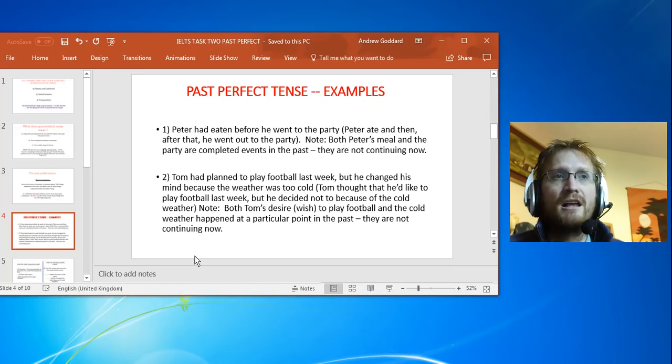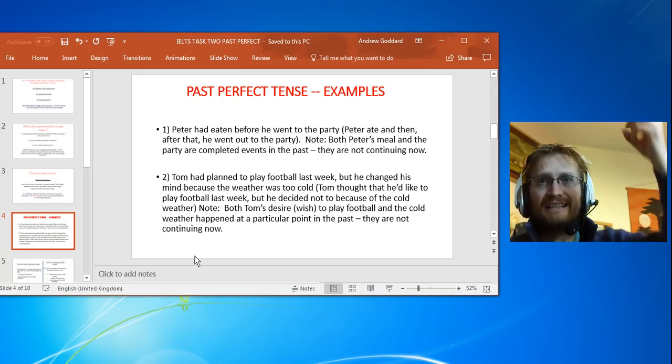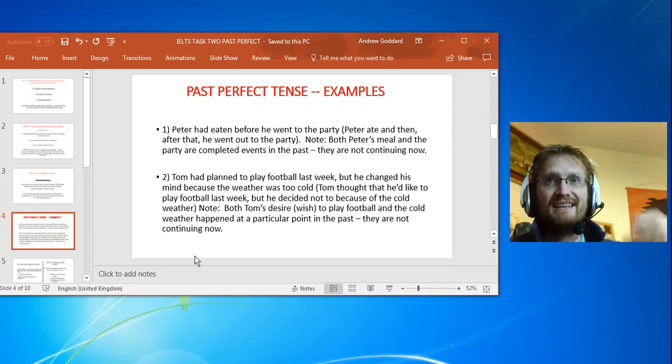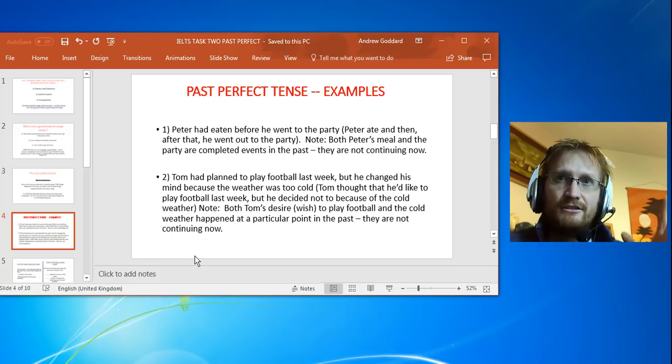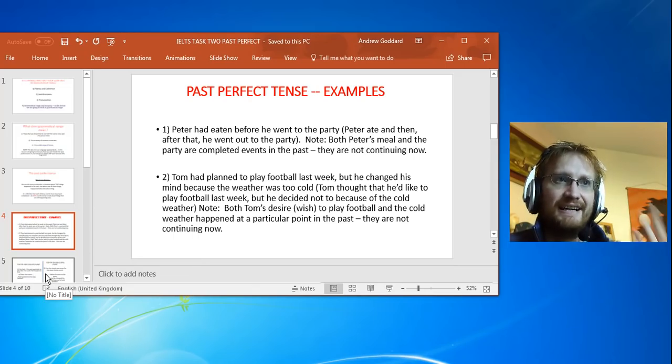Example 2. Tom had planned to play football last week, but he changed his mind because the weather was too cold. So here, Tom thought that he'd like to play football last week, but he decided not to because of the cold weather. Again, the same 2 things apply. Both Tom's desire or wish to play football and the cold weather happened at a particular point in the past. They are completed events. They are not continuing now.